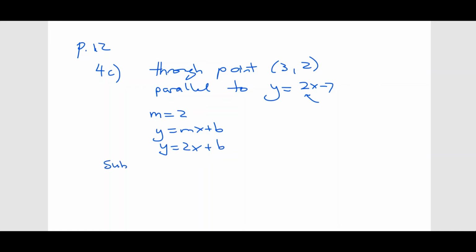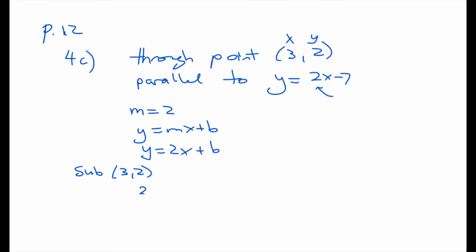And then we're going to sub the point in. Remember, the point has an x-coordinate and a y-coordinate, and those values need to make the equation true. So I'm going to put in the x and the y. So we'll put a 2 in for the y equals 2 times 3 in for the x plus b. That gives us 2 equals 6 plus b.